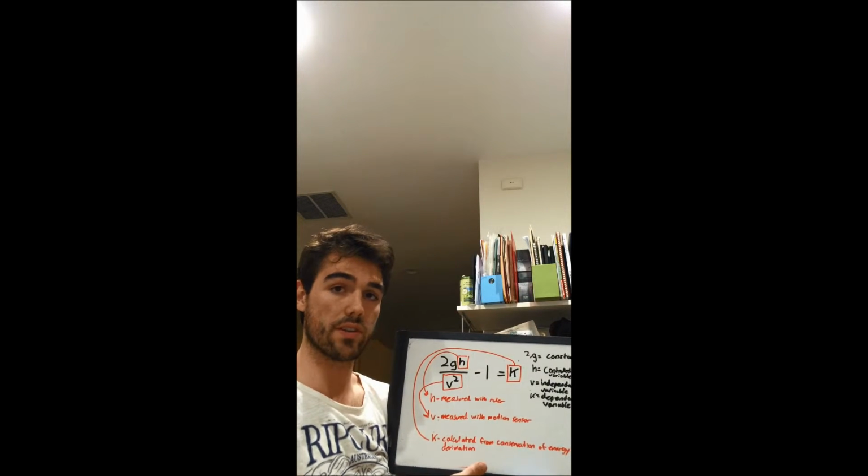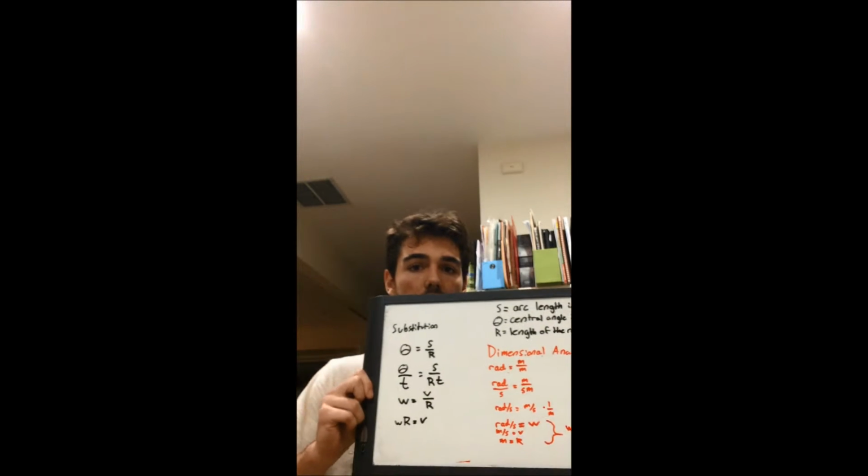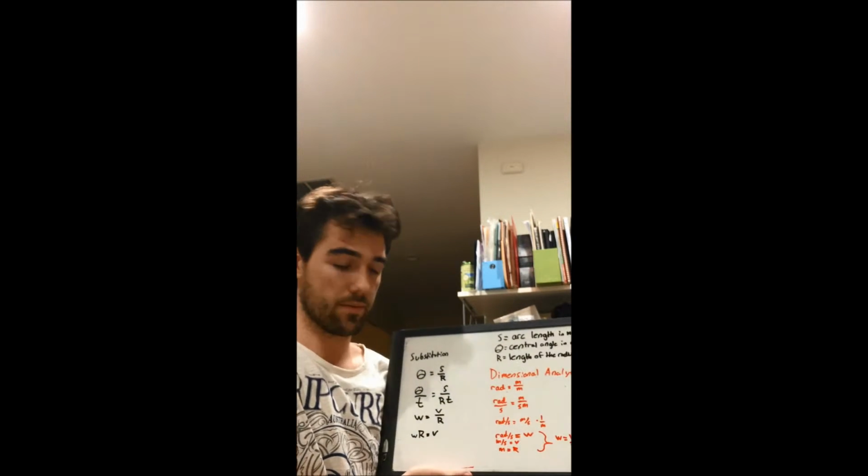This is our discussion. An important substitution is made in our conservation of energy equation, where we set v, velocity, equal to r w. Here is an explanation of that substitution.